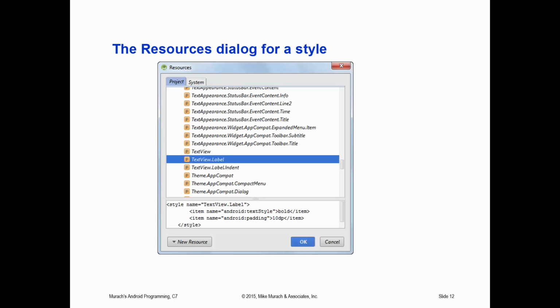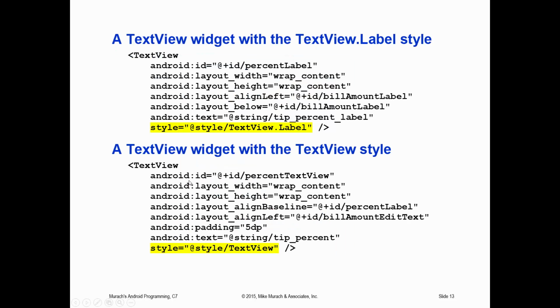One way to do this is to display a layout in the graphical editor. Click the widget and click the button to the right of the Style Properties window. When you do that, Android Studio displays this dialog box. And then you can select the style that you want to apply. The style attribute does not use, if you put it in like this, the android colon that you see most of the time.